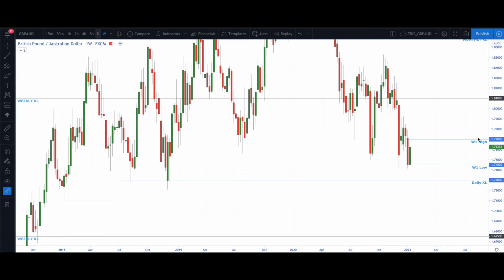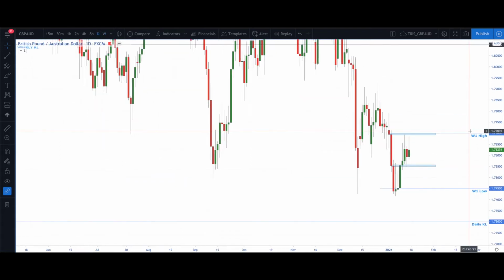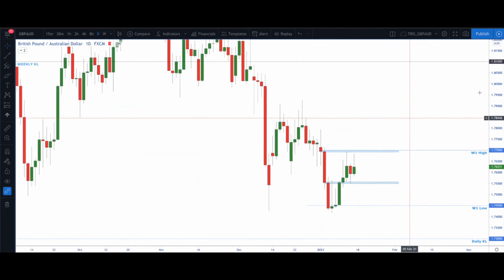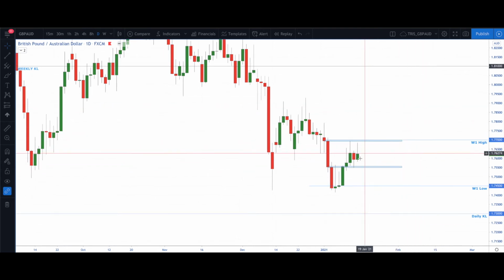So now we look at the daily chart. We know the overall weekly trend is bearish. Looking at the daily chart, we can see price has sort of ranged between these two regions, 175.500 and 177. And on Friday, the candle closed more or less like a shooting star, which shows that the price has been exhausted to the upside.